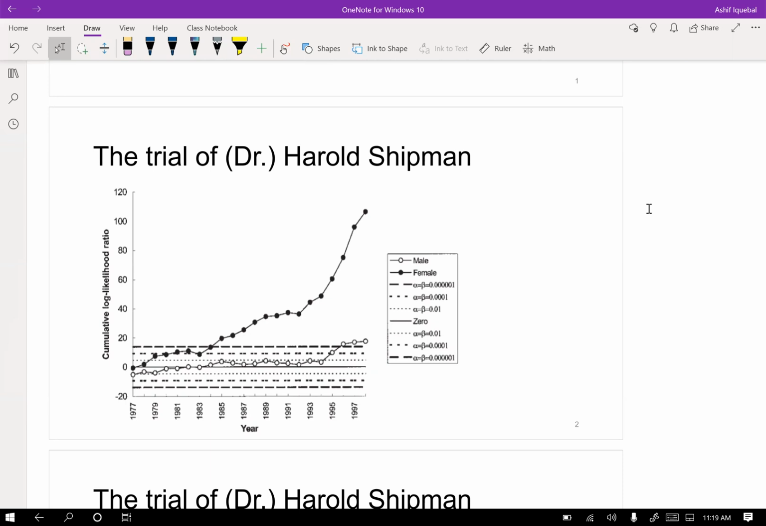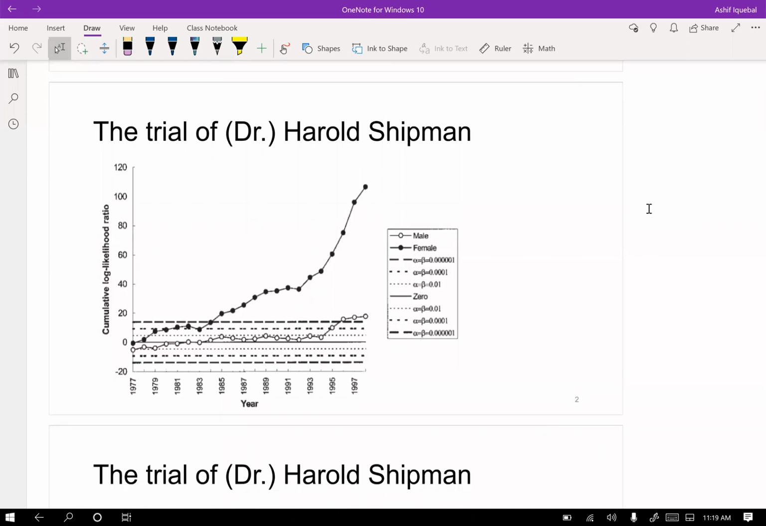The plot that you see here, let's just focus on the plot. The plot that you see here is showing the number of excess deaths that happened under the primary care of this Dr. Harold Shipman from the year 1977 to 1997. So, number of excess deaths.